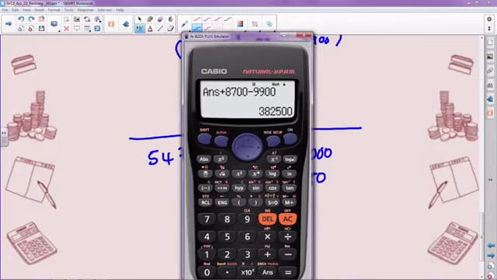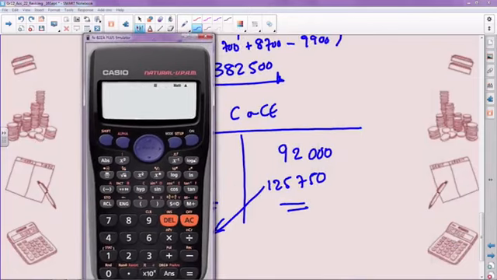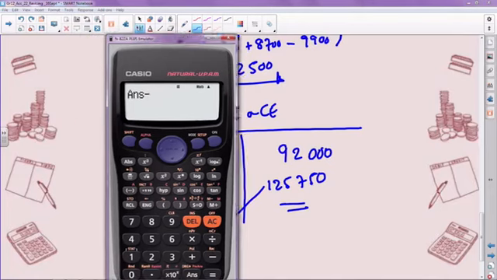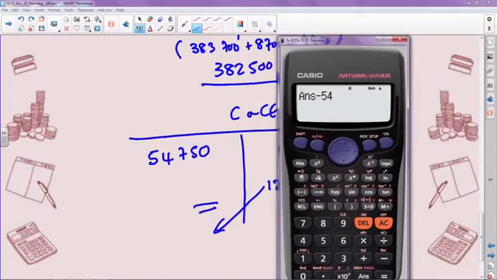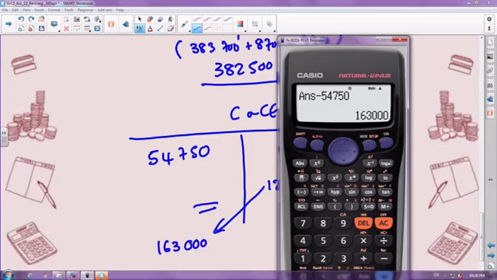This is what we're going to do. Let's take the 92,000 plus the 125,750. Is equal to that. Subtract your 54,750 and your answer is 163,000. What is 163,000? The 163,000 is your net change in cash and cash equivalents.